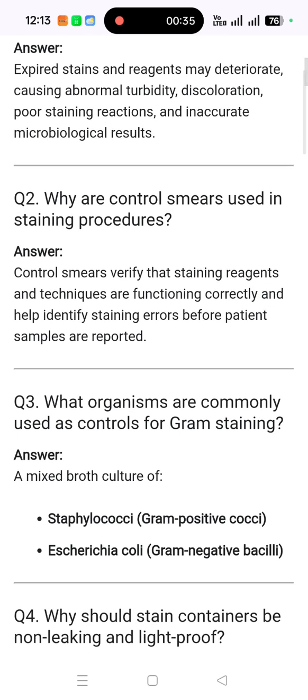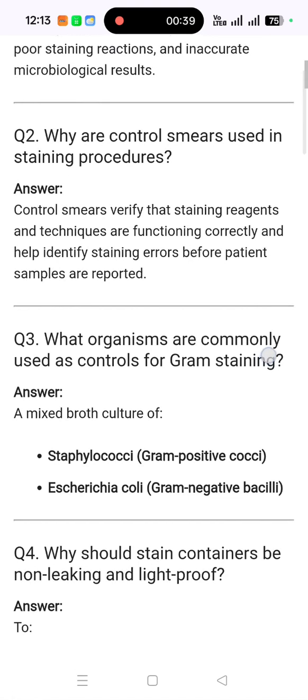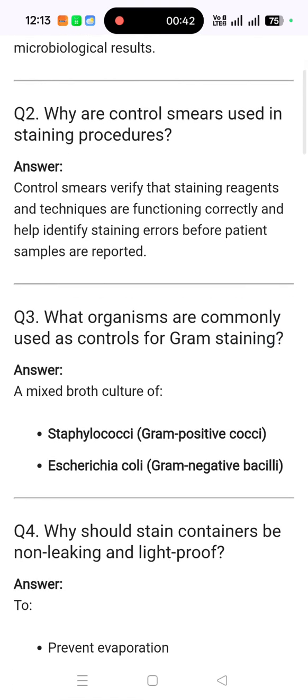Why are control smears used in staining procedures? Control smears verify that staining reagents and techniques are functioning correctly and help identify staining errors before patient samples are reported.